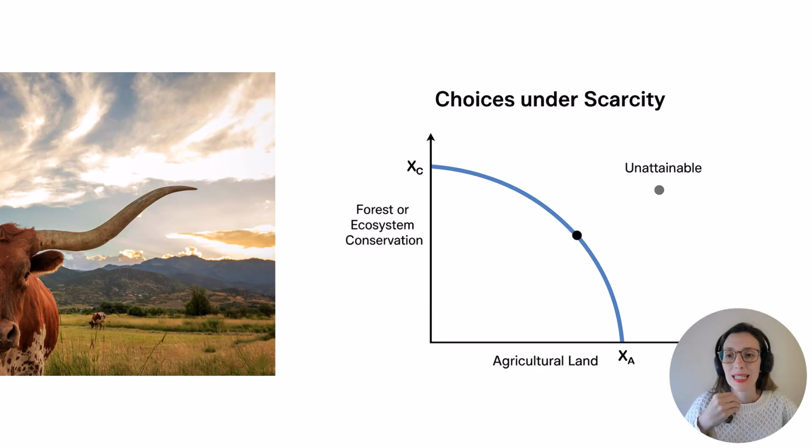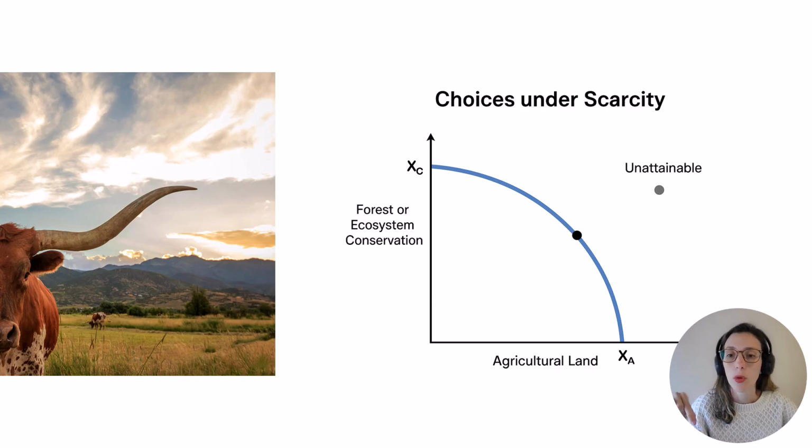To illustrate this idea, let's suppose an economy that has only one resource, land. In this example, the horizontal axis represents the amount of land devoted to agriculture, so moving to the right means more land is used for farming. The vertical axis represents the amount of land preserved in its natural state, so moving up the y-axis means more land is preserved.